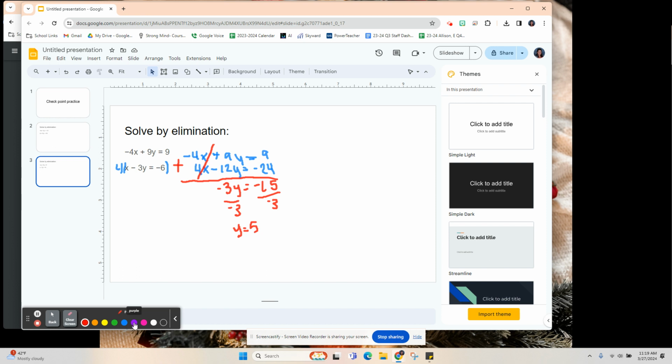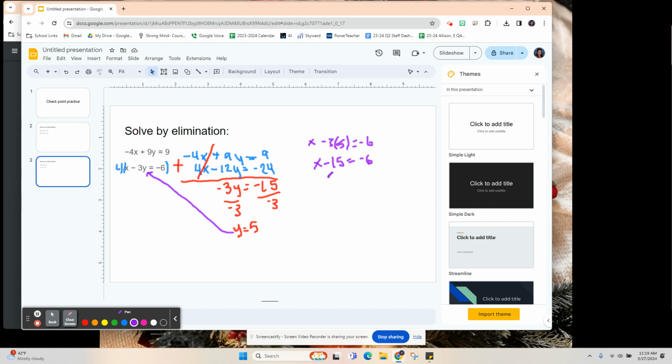Just like we did in the problem before, we're going to take that y equals 5 and we're going to plug it back in. This time, let's plug it into the second equation because we plugged it into the first in the other one. Just to show you, it can go into either equation when you're plugging it back in. Okay, when I'm plugging this one in, I have x minus 3 times 5 equals negative 6. Well, negative 3 times 5 is negative 15.